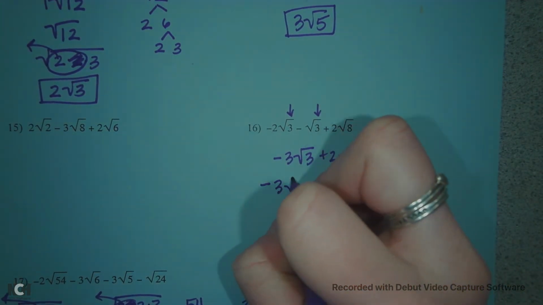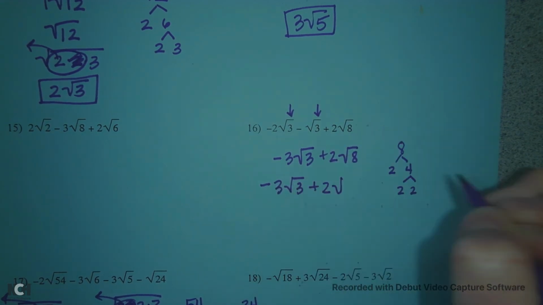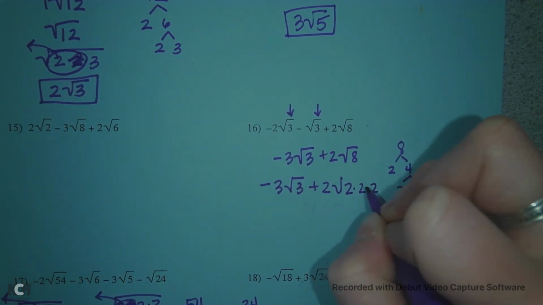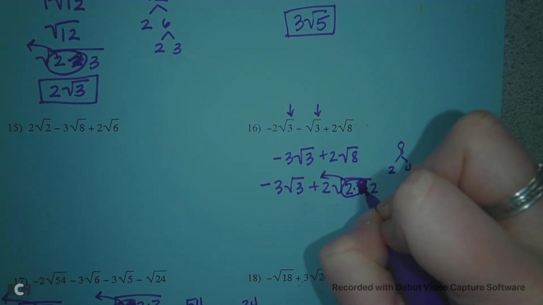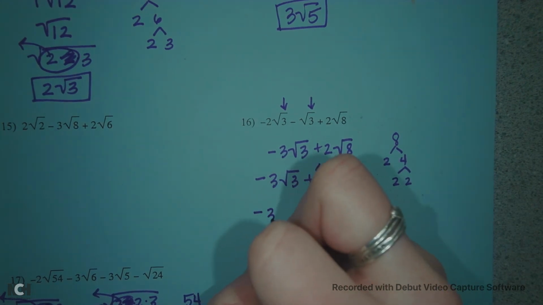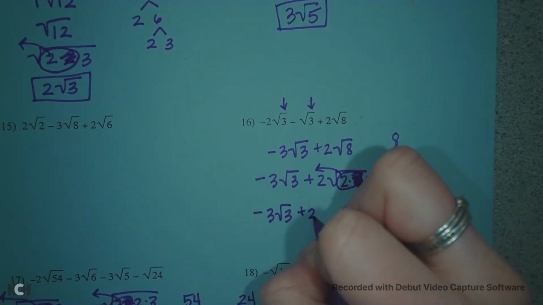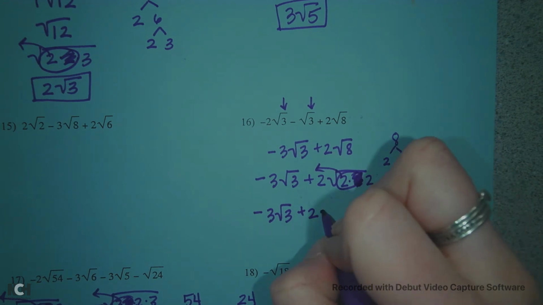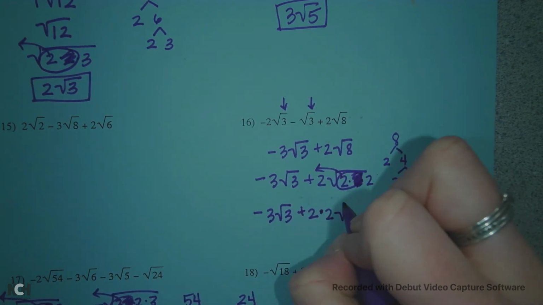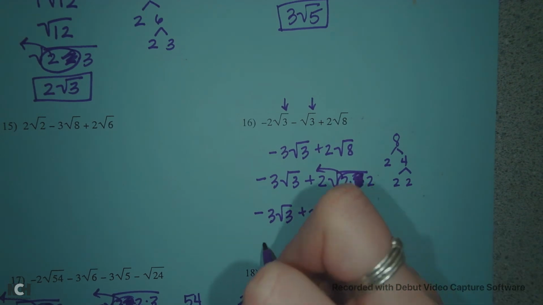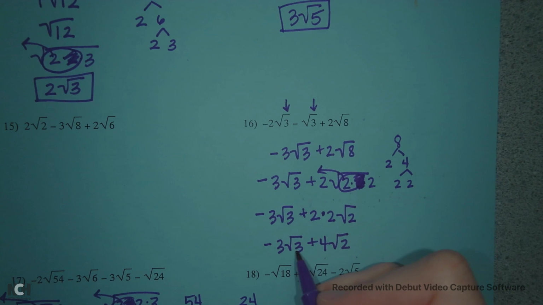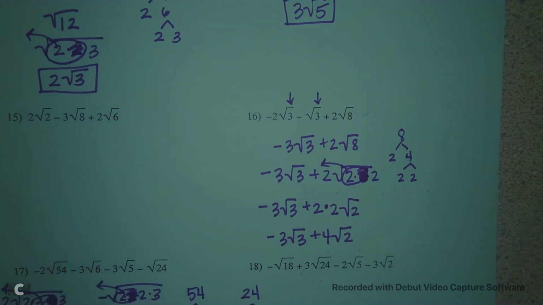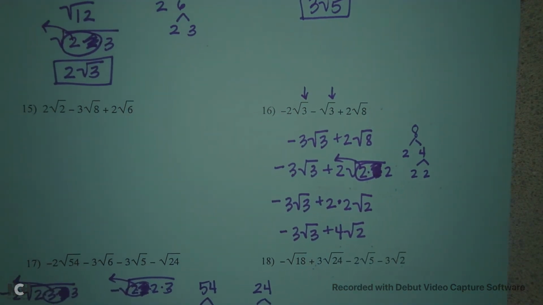Then we need to reduce, and then all my leaves, 2 times 2 times 2. Circle my pair, one goes out, the other disappears. So I have negative 3 root 3 plus 2, that's this guy, and then times it by the 2 that I got taken out, and my 2 is stuck. And then simplify: negative 3 root 3 plus 4 root 2. Now, if the 3 and the 2 matched, you would also have to combine those as well. So those are the steps to adding and subtracting radicals and then reducing.